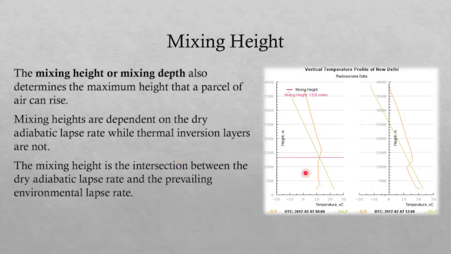If you take a look at the graph here to your right, on the first figure, we have the graph of the dry adiabatic lapse rate, that is the yellow-green line, and also we have the graph of the environmental lapse rate, that is the orange line. There seems to be a point wherein the two lapse rates intersect. That intersection is actually the mixing height. The mixing height gives a limit on how far or how high a parcel of air can float.